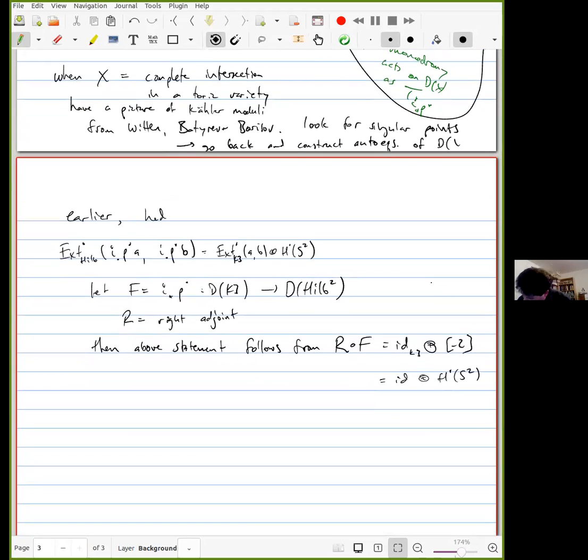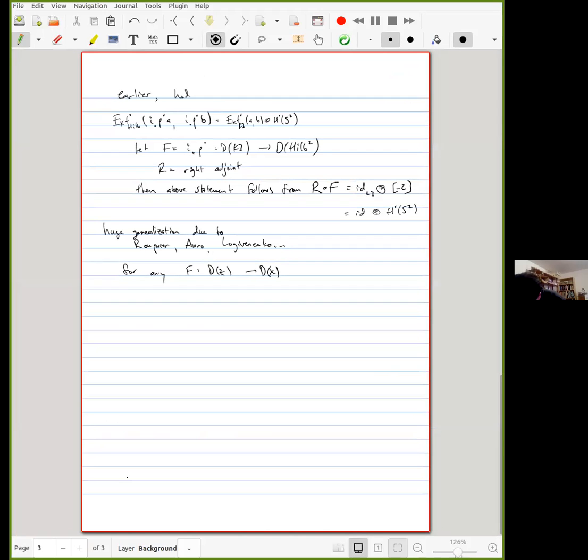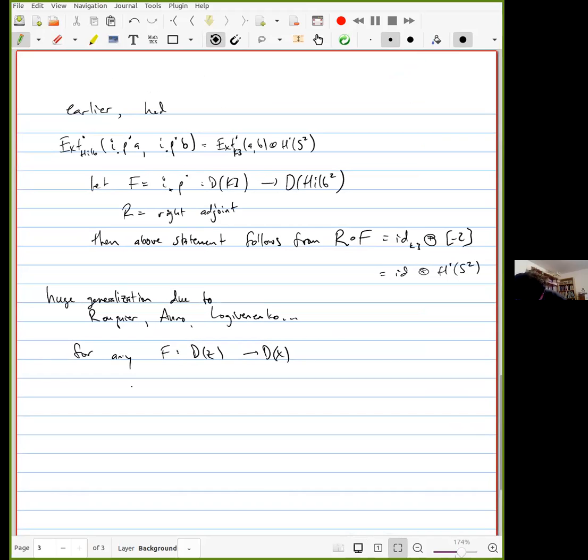And now there's a huge generalization due to Rouquier, Anno, Logvinenko. We could put other names here. For any functor, maybe a Fourier-Mukai functor from the derived category of maybe one variety to another, you have the unit of the adjunction from 1 to R composed with F, and then you have some cone here if you work either in a DG enhanced setting or if you work with Fourier-Mukai kernels.